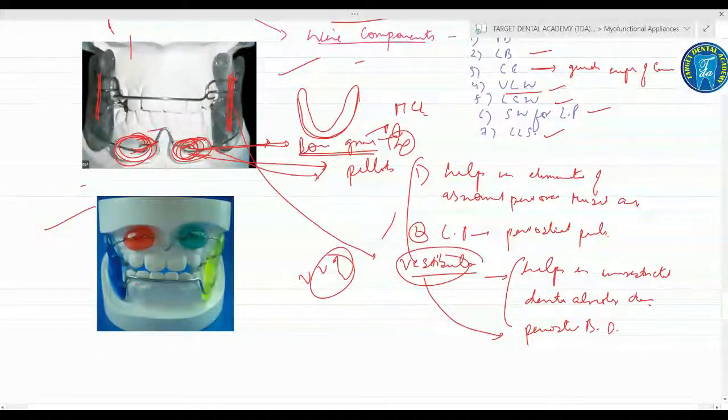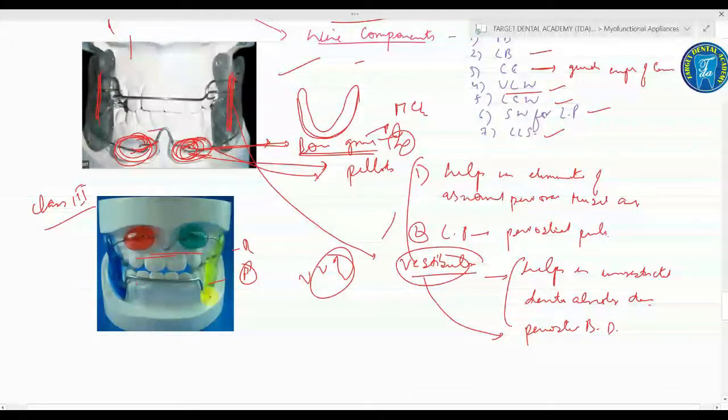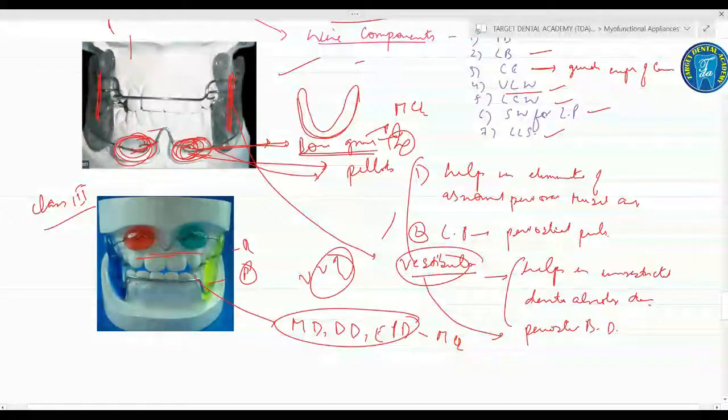So next is the FR3. As the name suggests, it is indicated in class 3 malocclusion, which has a maxillary retrusion and mandibular prognathism. Fine. So it should be used in the mixed dentition, the deciduous dentition, and the early permanent dentition. MCQ. Fine.